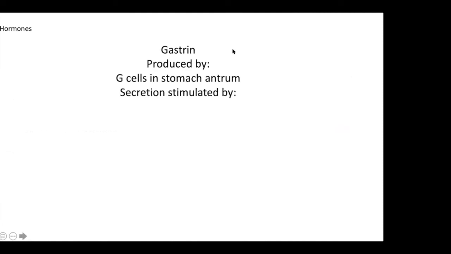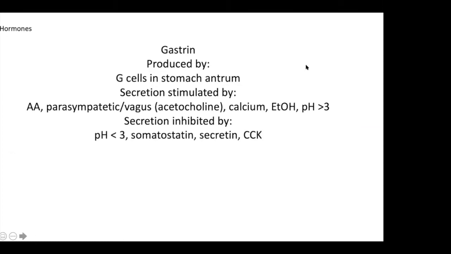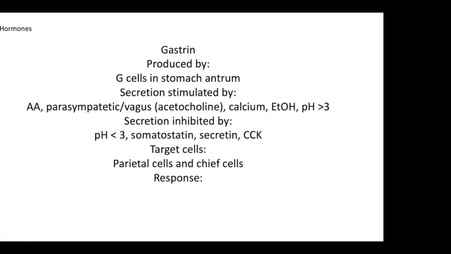Produced by G cells in the antrum. Its secretion is stimulated by amino acids, parasympathetic or vagus input, so acetylcholine, calcium, ethanol, and pH greater than 3. You're inhibited by too much acid, pH less than 3, somatostatin, and secretin, CCK. It targets parietal cells and chief cells to secrete hydrochloric acid. So you get increased HCl, increased intrinsic factor, and then pepsinogen secretion.